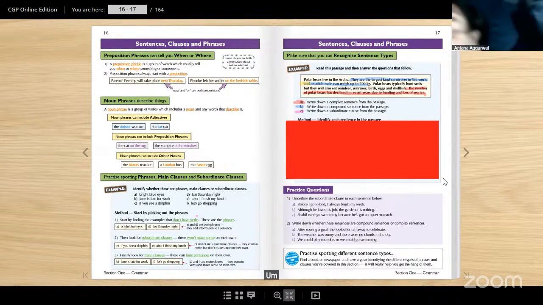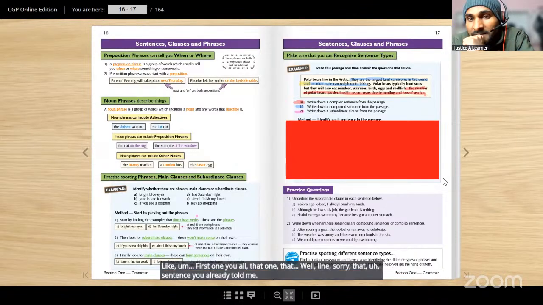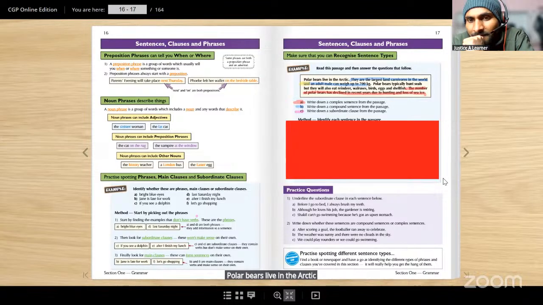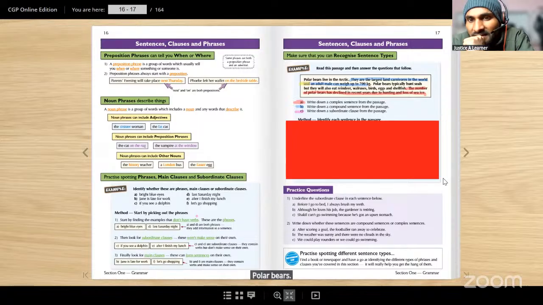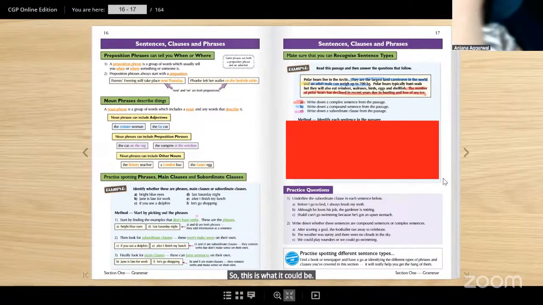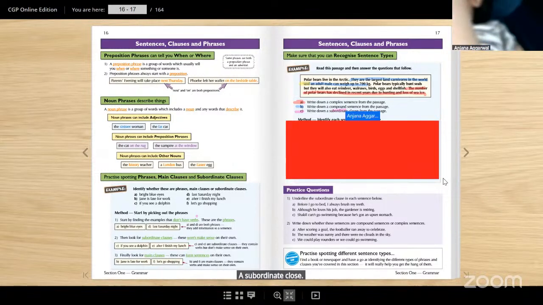Anything else? What about this sentence? The first one you already told me. Polar bears live in the Arctic. That is a simple sentence, right? Polar bears live in the Arctic. Simple sentence. It is just a main clause. Could a subordinate clause be in the Arctic?